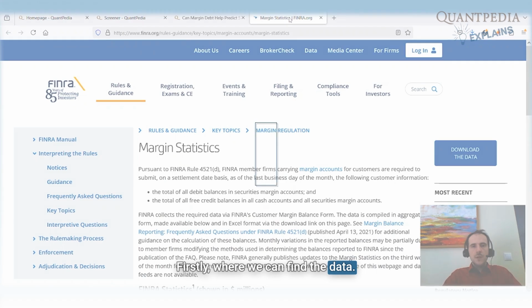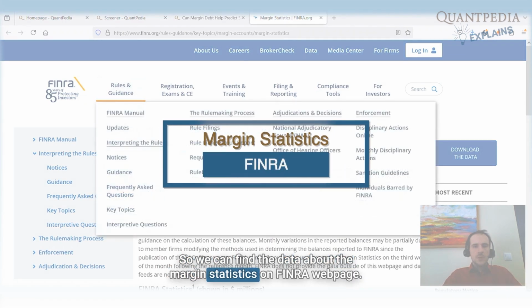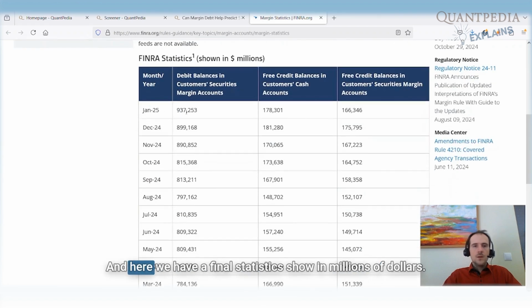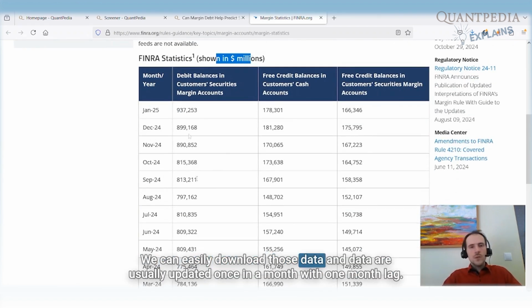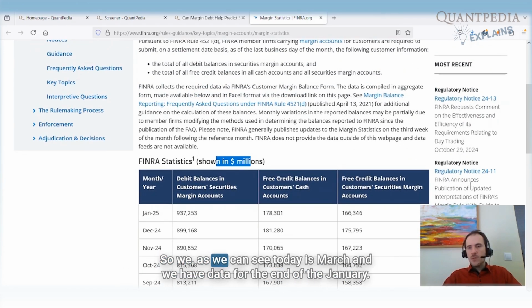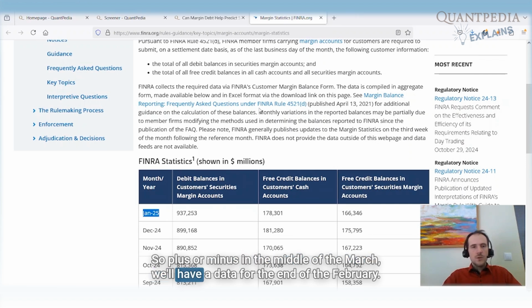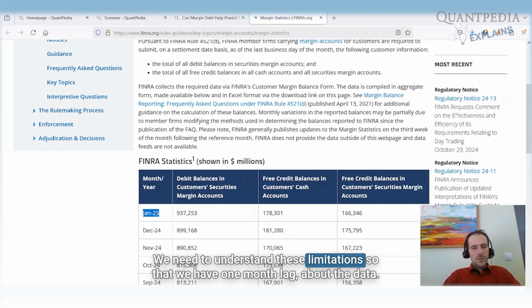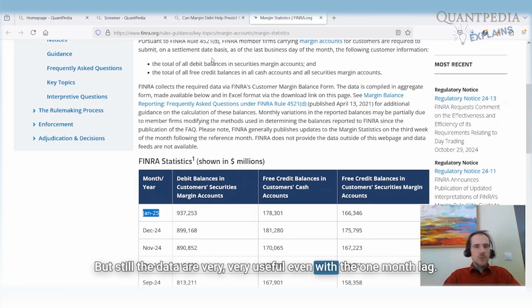Firstly, where can we find the data? We can find the data about the margin statistics on the FINRA webpage. The webpage is in the description of the video, and here we have FINRA statistics shown in millions of dollars. We can easily download those data, and data are usually updated once a month with a 1 month lag. As we can see, today is March, and we have data for the end of January. So plus or minus in the middle of March, we will have data for the end of February. When we build the trading strategy, we need to understand these limitations, that we have a 1 month lag in the data, but still the data are very useful, even with the 1 month lag.